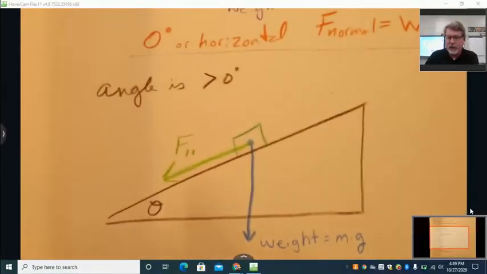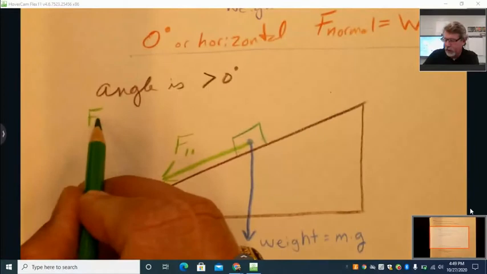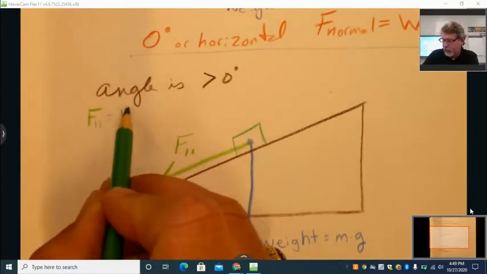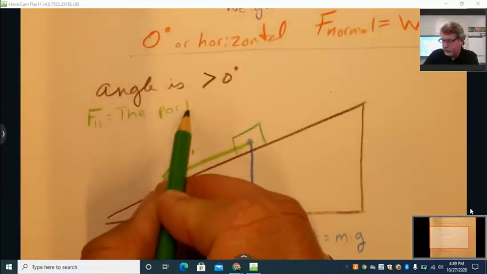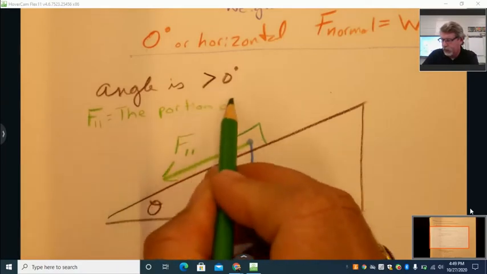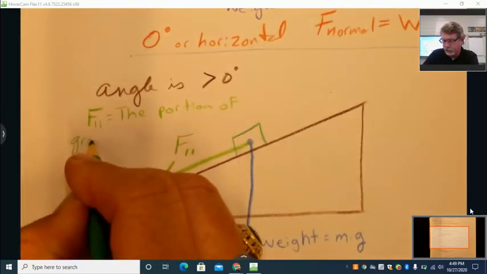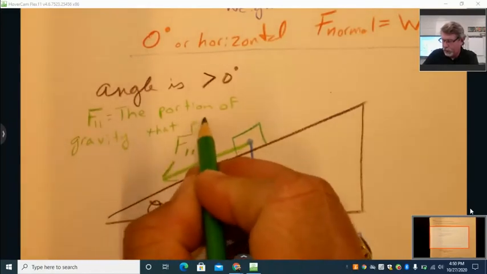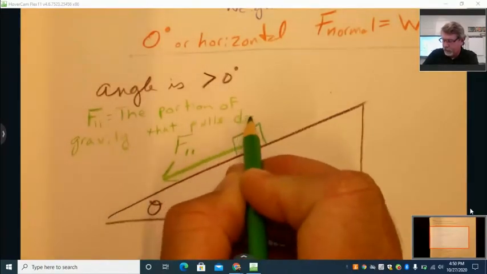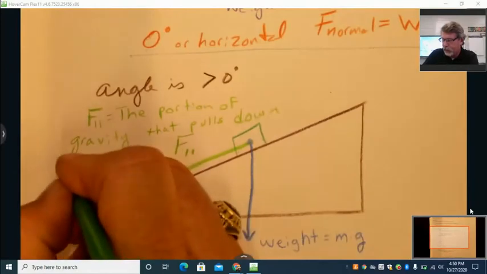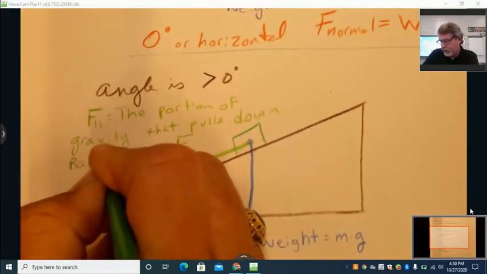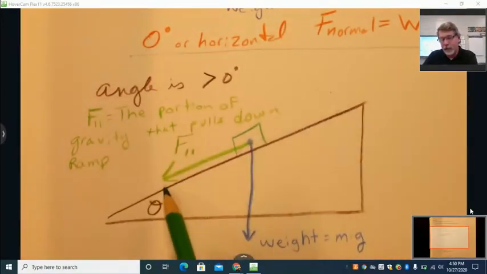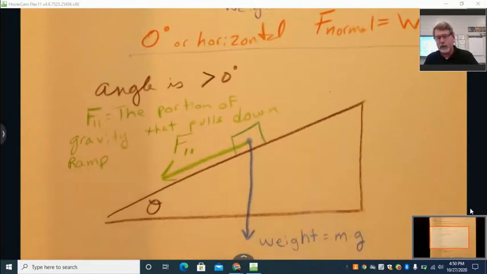So let's go over here and write a definition. Force parallel is the portion of gravity that pulls down the ramp. So I think you agree, this box would slide down the ramp because gravity is pulling it down the ramp.